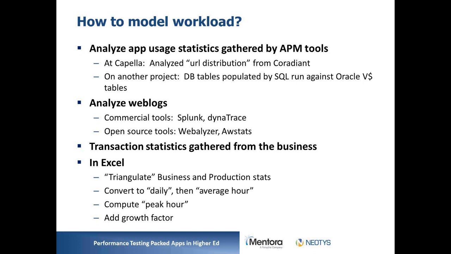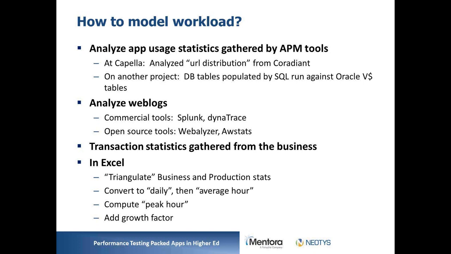But there are other ways of doing this. There are certainly commercial tools that will do what Coradiant does. Splunk and Dynatrace come to mind. There are also free open source tools like Webalizer and AWStats that you can use on the front tier or on the web tier of the application, and in the hands of a good technical QA person, generate the same kinds of URL distributions that will give you confidence in your workload model.